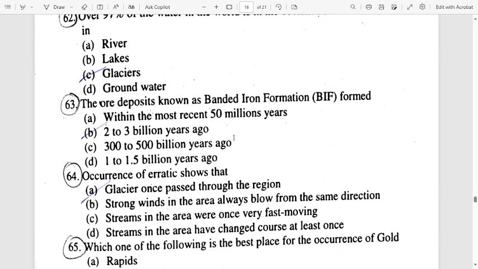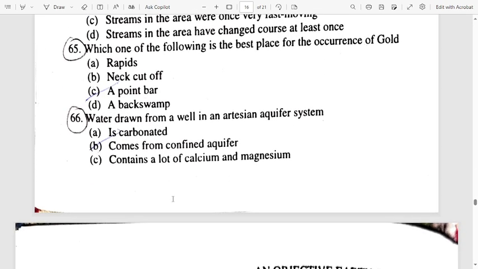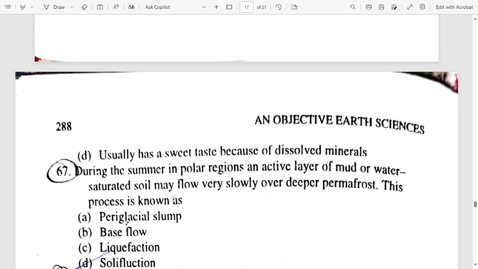Occurrence of erratics shows that a glacier once passed through the region. Which one of the following is the best place for the occurrence of gold? A point bar. Water drawn from a well in an artesian aquifer system comes from a confined aquifer.